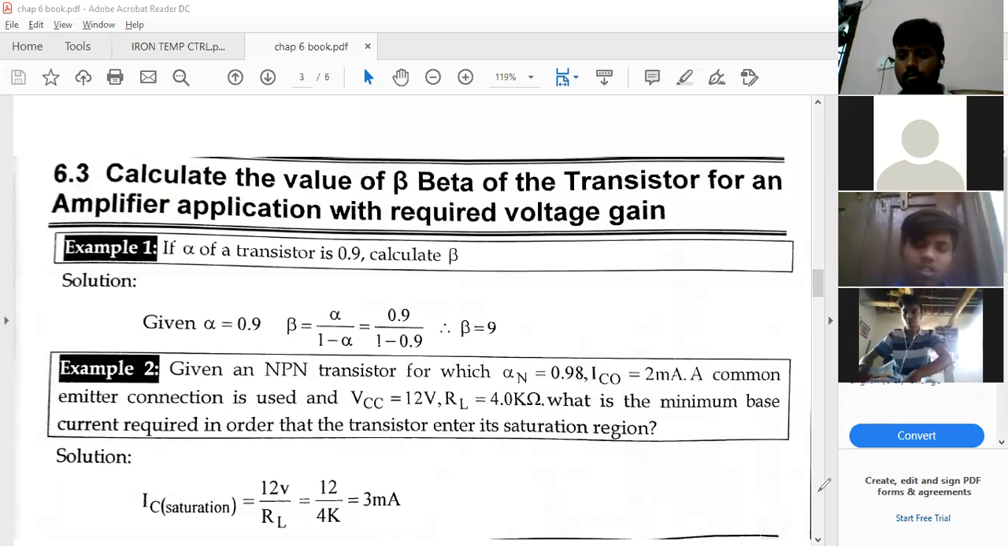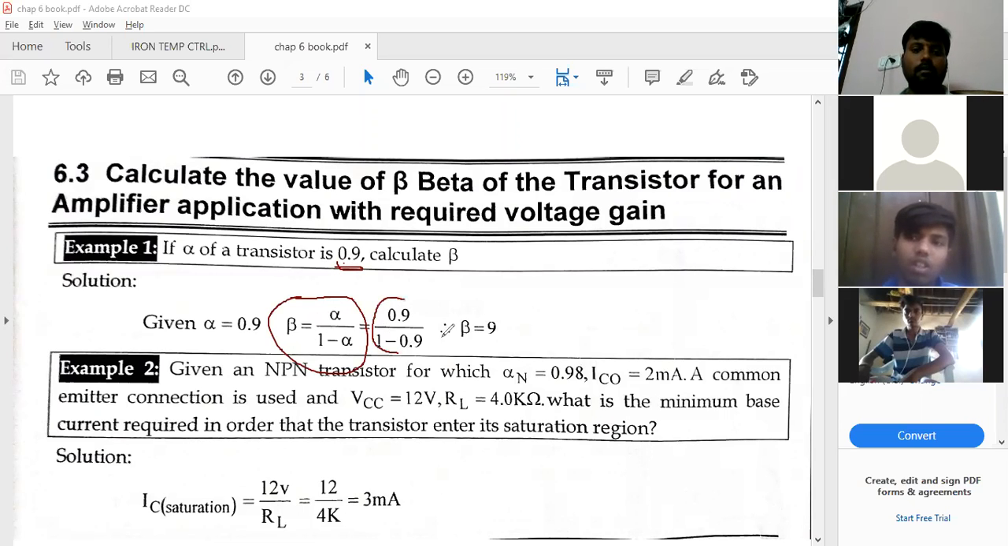So now, by using this equation, I am going to get the value of beta. I know the value of alpha, that is 0.9. Now I am going to calculate the beta. Beta equals alpha by 1 minus alpha. So calculate the beta value, 0.9 by 1 minus 0.9. The result is that the value of beta is 9.